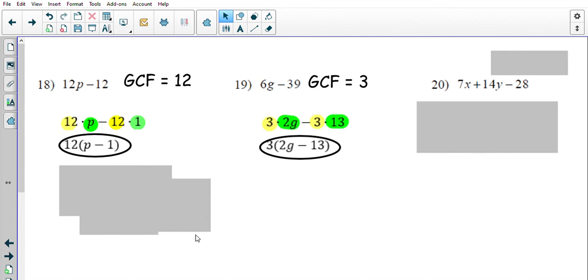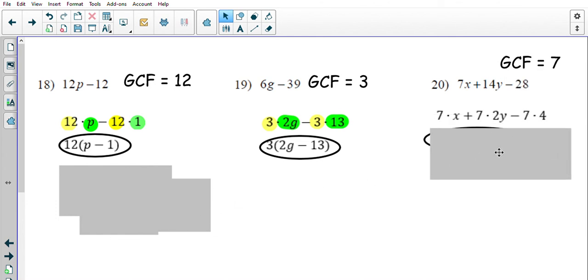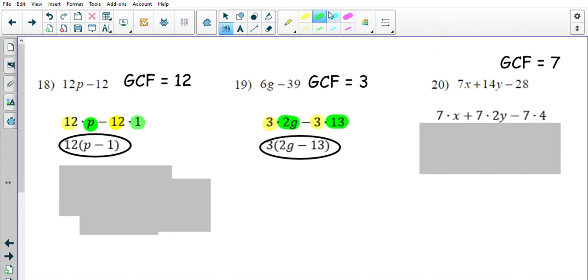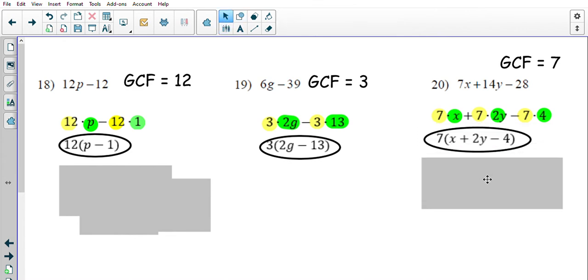In number 20, we have 3 terms, but we're going to treat this just the same. The greatest common factor of 7x, 14y, and 28 is 7. So we can rewrite this as 7 times x plus 7 times 2y for 14y and 7 times 4 for 28. So the 7 is going to go outside the parentheses, and we're going to have x plus 2y minus 4 inside the parentheses.